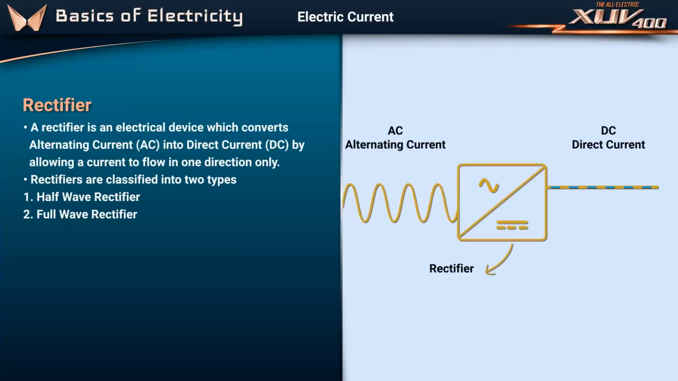Rectifier. A rectifier is an electrical device which converts alternating current into direct current by allowing a current to flow in one direction only. Rectifiers are classified into two types. First, half-wave rectifier. Second, full-wave rectifier.